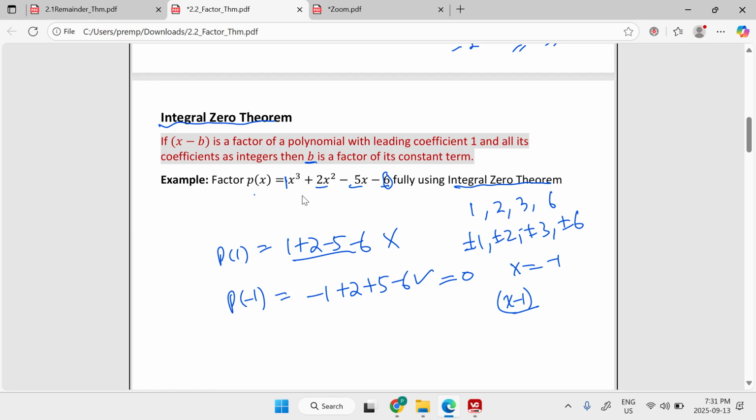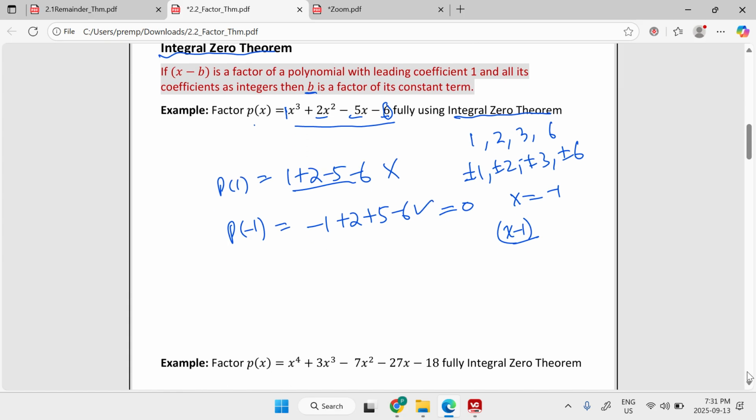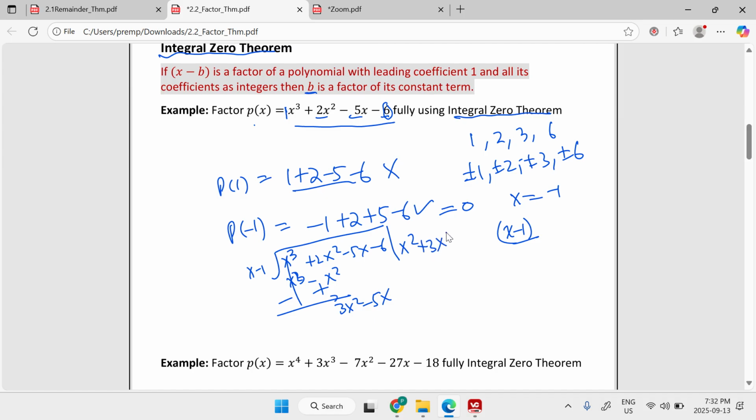And what you will do now, you will do that synthetic division or long division, whatever you want to do, and then find the quadratic expression out of that. So I will quickly do this. x cubed plus 2x squared minus 5x minus 6, and I'm doing long division here. Okay, so x minus 1. So I'm going to write the quotient here. So first x squared, so it's x squared, minus x cubed, sorry, minus x squared. So you will get here 3x squared minus 5x. Then you do plus 3x squared, 3x, sorry. So it's 3x squared minus 3x.